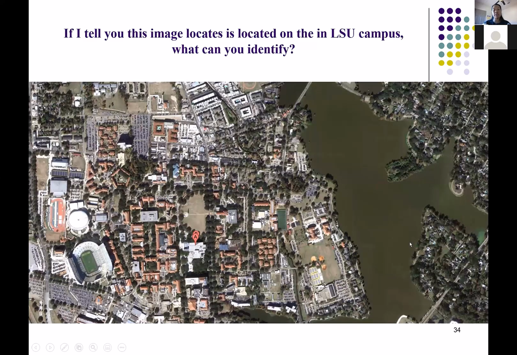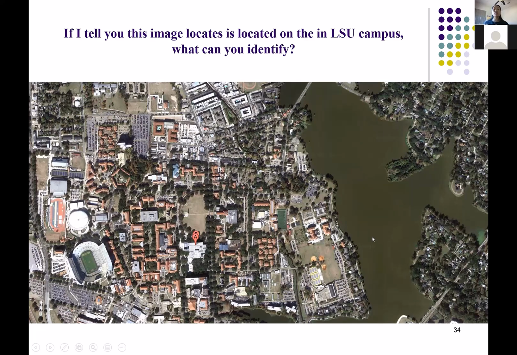Then look at this image here. If I tell you this image is located partly on the LSU campus, then what can you identify from the image? You may be able to tell University Lake and the Union and the grass field and the law school. Union should be here. Yeah, law school and others. And the Tiger Stadium, baseball and others.